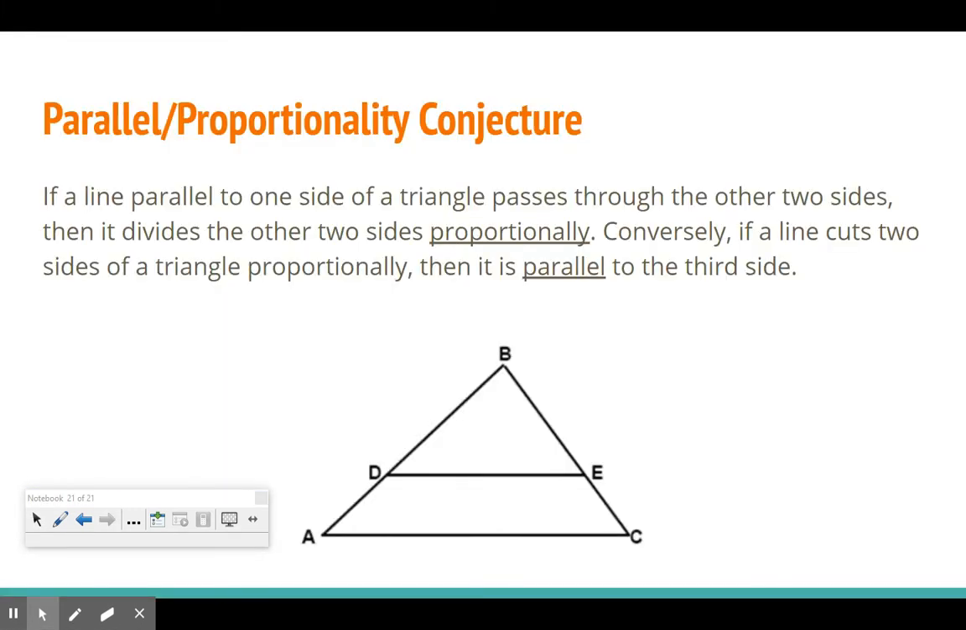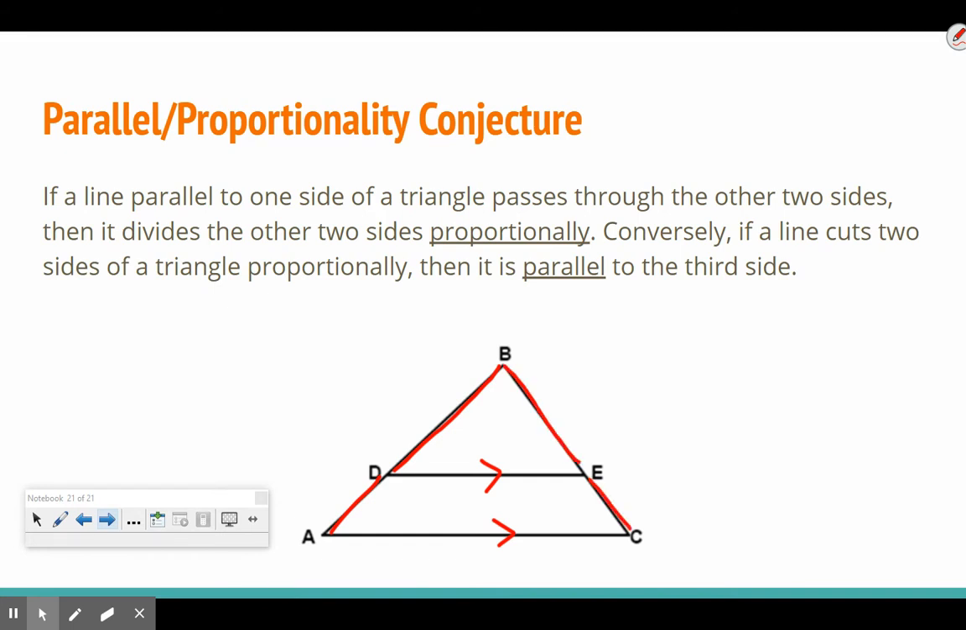All right, first we have the parallel proportionality conjecture. That says if we have a line parallel to one side of a triangle, passes through the other two sides. So if we have a line, DE, that's parallel to the third side, passes through the other sides, then it divides them into proportional parts. Okay, so proportional, this side would be proportional to this side.